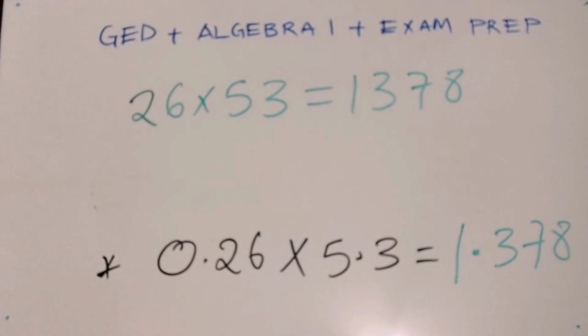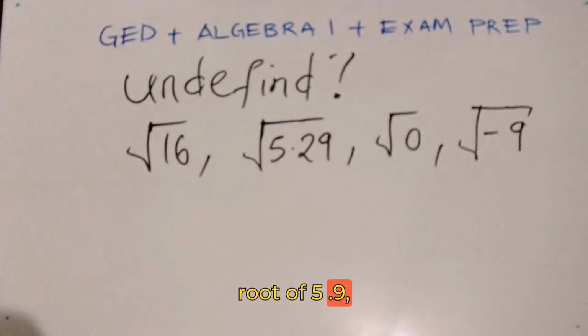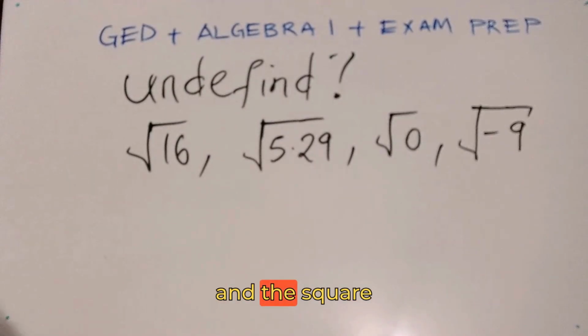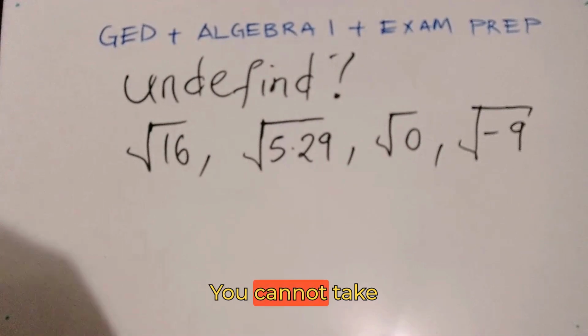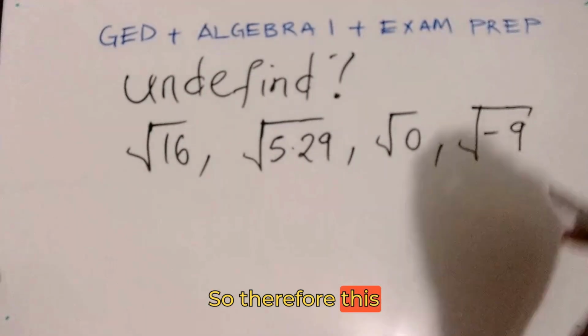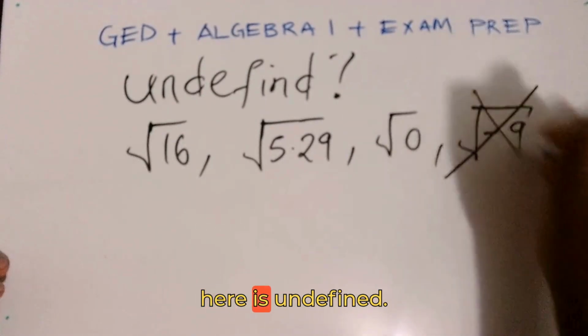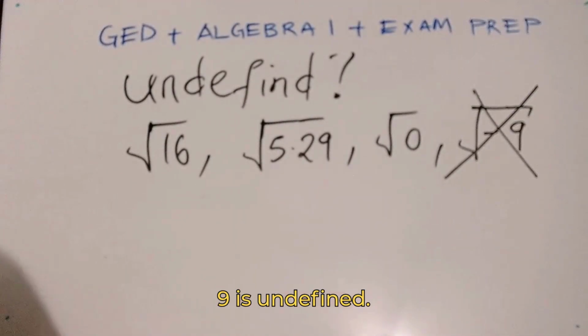So which one is undefined? The square root of 16, the square root of 5.9, the square root of 0, and the square root of -9. So if you're working in real numbers, you cannot take the square root of a negative number. So therefore, this here is undefined. The square root of negative 9 is undefined.